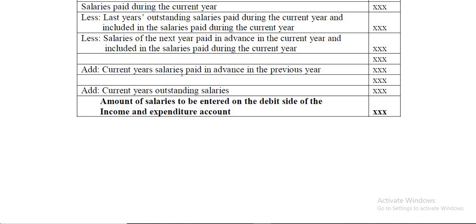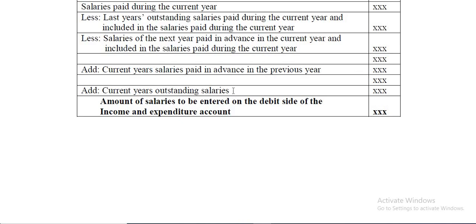Then current year's salaries paid in advance in the previous year. So actually it is last year which has been paid in advance, but that is relating to current year. Since it is relating to current year, you have to take it because we are preparing the non-trading concern income and expenditure account on accrual basis. All the expenses of the current year you have to take. Last year's expenses and incomes you shouldn't take. Next year's incomes and expenses you should not take. So since this is current year salaries, though paid in advance last year, that should be added.